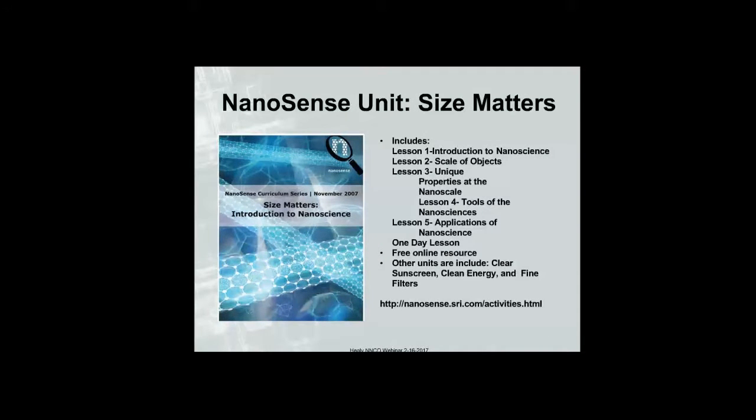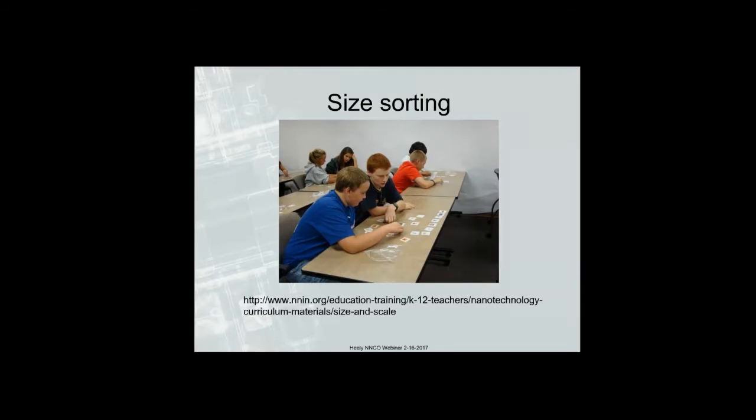So one of the units that we like to use is NanoSense. This is one of those big, huge units that was created with NSF funding. This one is Size Matters, and we like to use the one, Scale of Objects. It's a size sorting activity, and we have done this with thousands of students and teachers and even graduate students. All it simply is, they're given a set of about 20 cards with images on them, and they have to sort them. So they have the macro, micro, nano, and atomic world to look at, and they have to sort them.